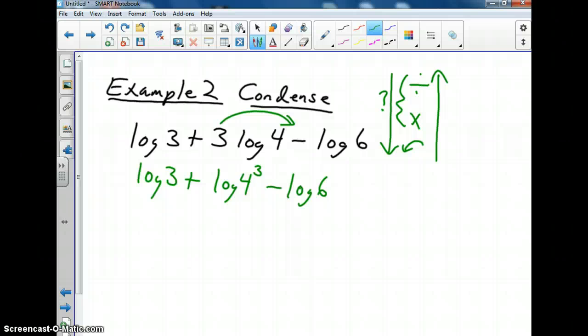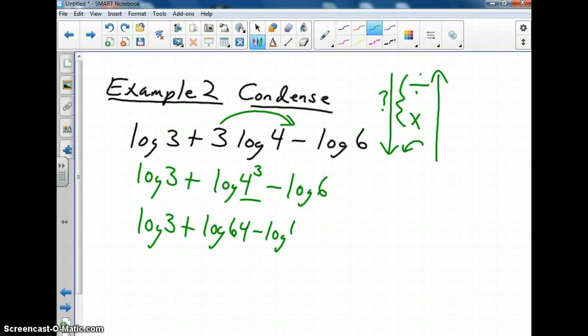Okay, now tell me this. How much is 4 to the 3rd power? 64. Right. So look what I can do. Oh my gosh, wait, I can do this. Log 3 plus log of 64. So you can simplify it further.